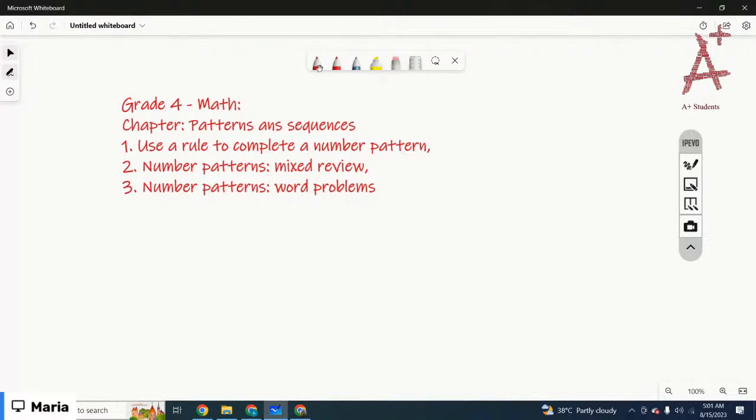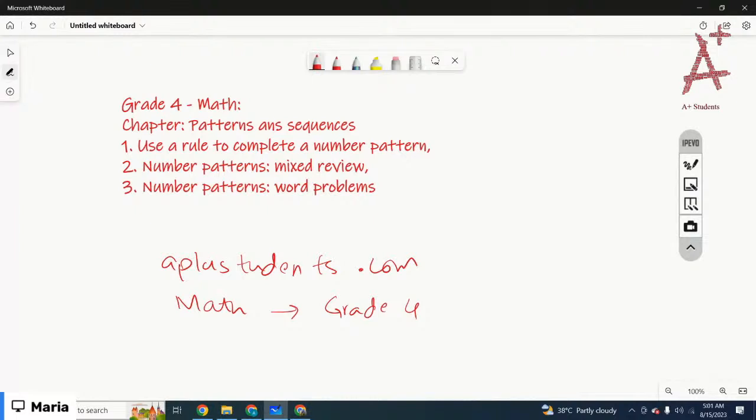So you can find all the lessons on aplusstudents.com. You have to log in there using your email address, and the password is provided by the administrator. Then you have to select math from the subject tab, scroll down to grade 4 and then click on view all lessons. So there you can find a list of the chapters.